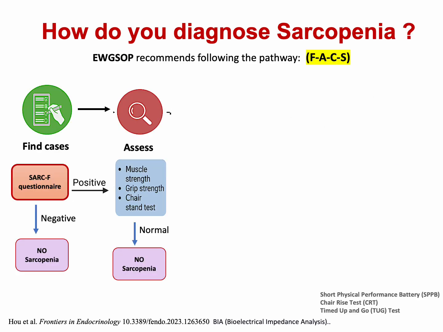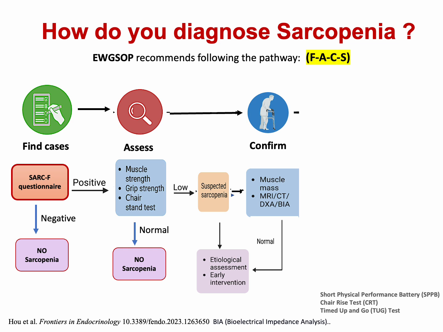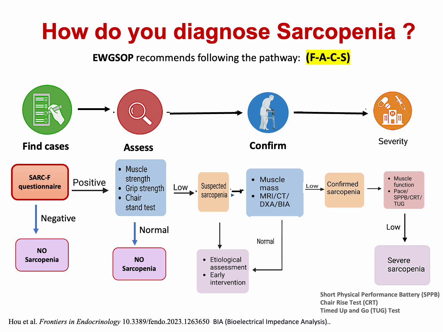So during assessment, if low muscle strength is identified, then proceed to C, which is confirmation. This requires further diagnostic tests, typically using methods such as DEXA, as well as BIA, or bioelectrical impedance analysis, to measure muscle mass. And finally, if there is confirmation of low muscle mass, then we go to severity.